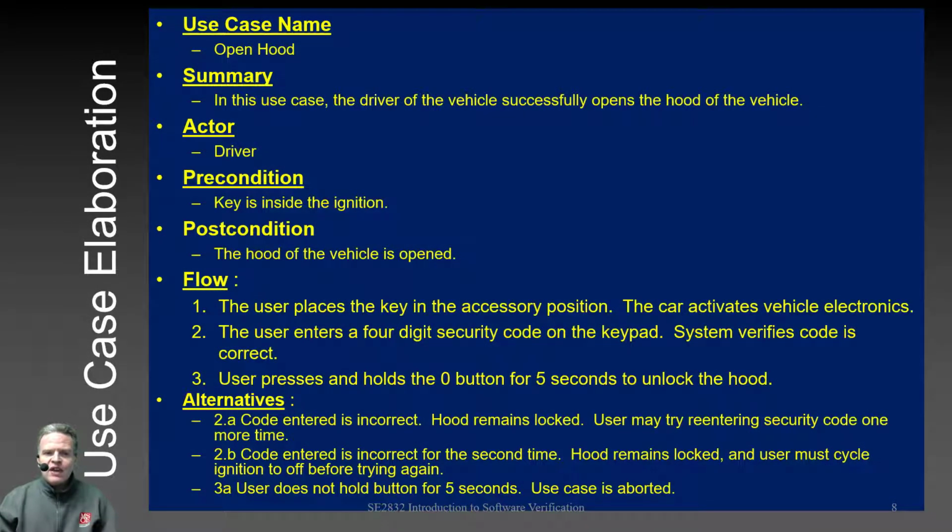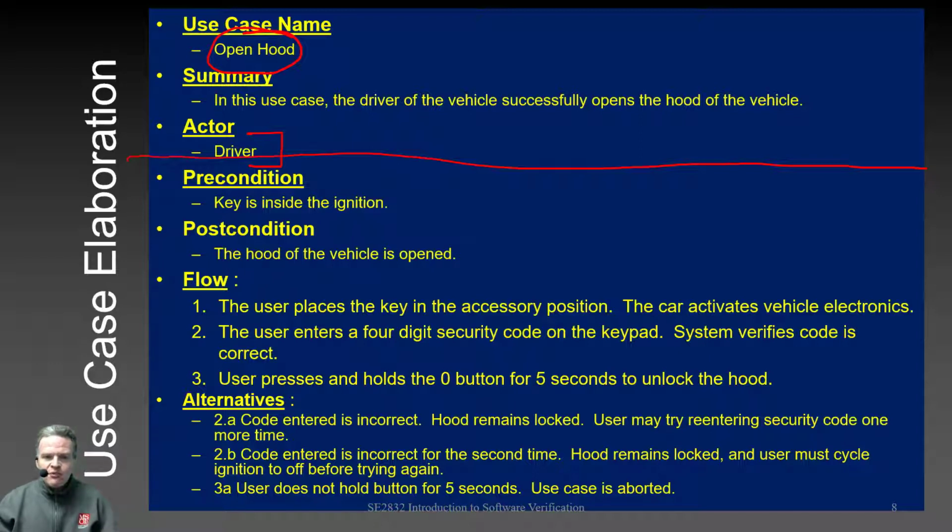So on the screen right now, we're looking at a use case elaboration for the open hood use case scenario. So in summary, in this use case, the driver of the vehicle successfully opens the hood of the vehicle. Pretty succinct summary. The actor that is involved in this happens to be the driver. So all of this up above is essentially very, very high level information that's intuitively obvious to some extent from the use case name and the use case diagram. What we have below now are some of the other things that help us to actually make heads or tails out of this use case.